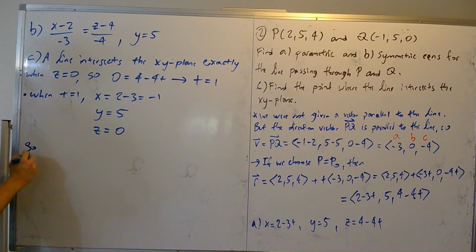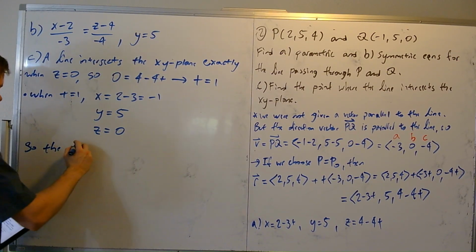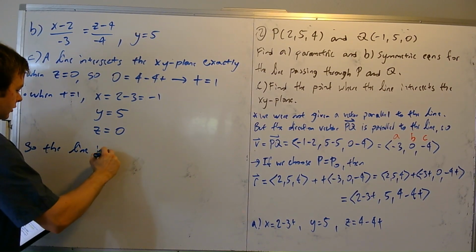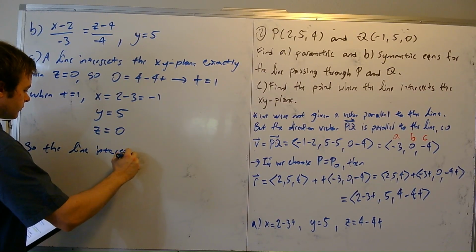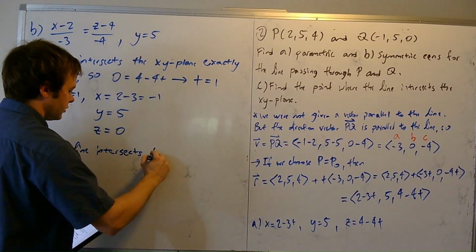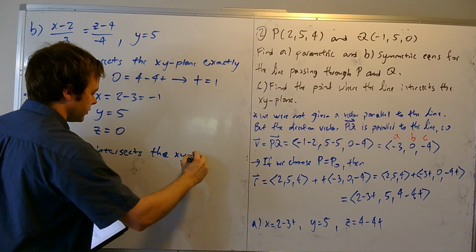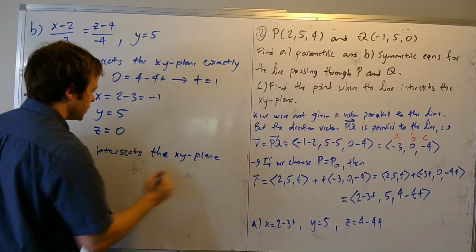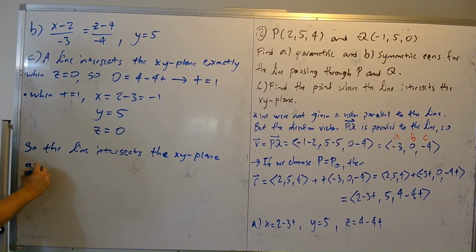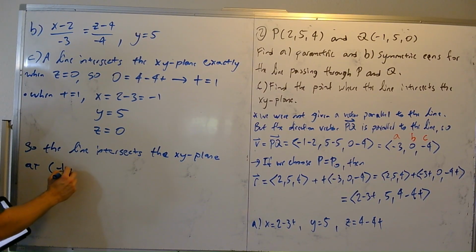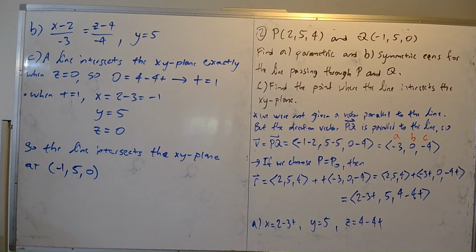So the line intersects the xy plane at the point, and the point would be -1, 5, and 0. Okay, so that would be our answer.